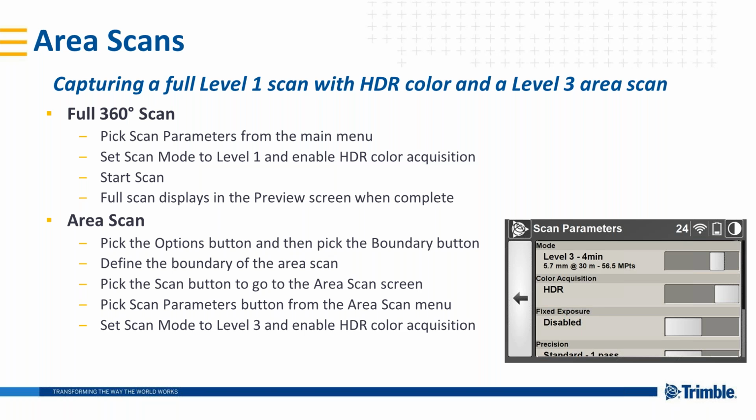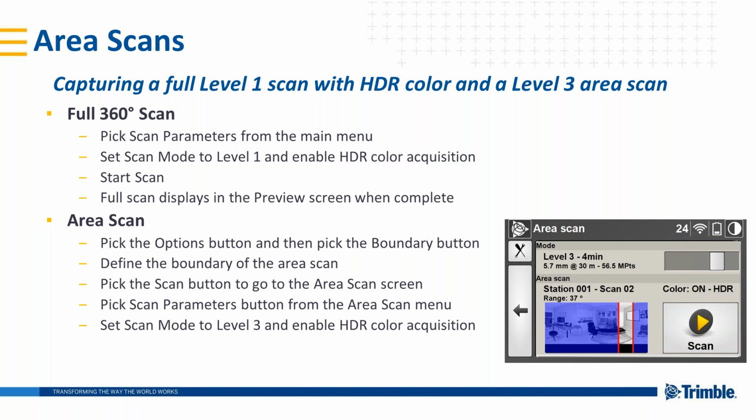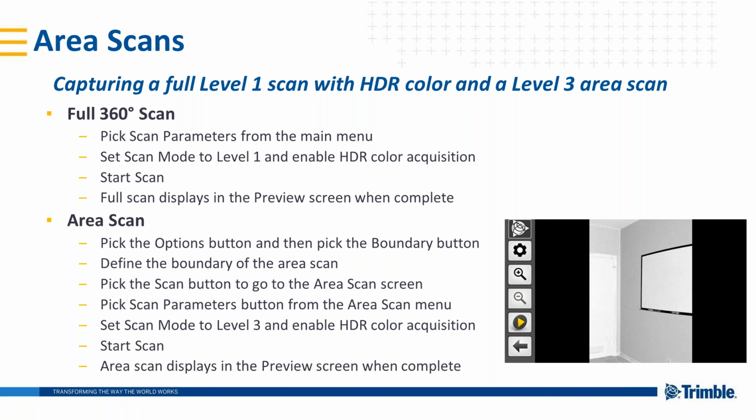And you can pick the back arrow button to return to the area screen, and then pick the Scan button to start the scan. The area scan displays in the preview screen when it's complete. It's important to note that the TX8 automatically performs a single phase scan when collecting area scans, even if dual face is enabled by default. You don't have to manually enable the single face mode. This is done automatically for area scans, so you only capture the area of interest.